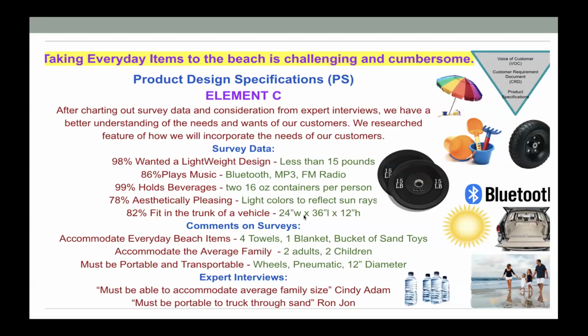Well, if it's an average family size of four, two adults, two children, some people have five kids, some people have no kids. Sometimes it just may be a single parent with their children. Maybe just some people go solo, which is fine. But for accommodate everyday beach items, more people are just bringing towels, maybe a bucket of sand toys, maybe a beach blanket. So I'm just getting an idea that whatever it is my team comes up with, it's got to hold some basic everyday items. Truck through the sand, okay, it's got to maybe have some type of wheels or something, but just doing some research, those hard nylon wheels don't really navigate well on sand.